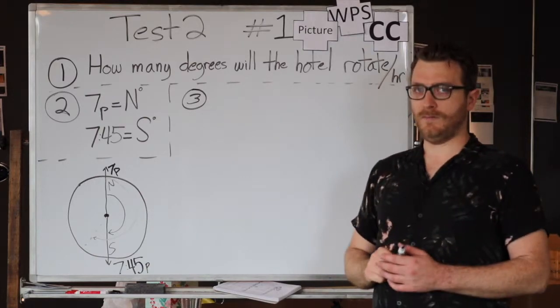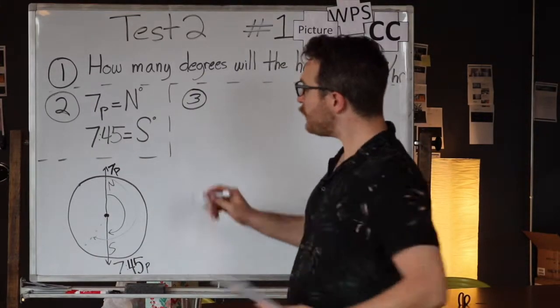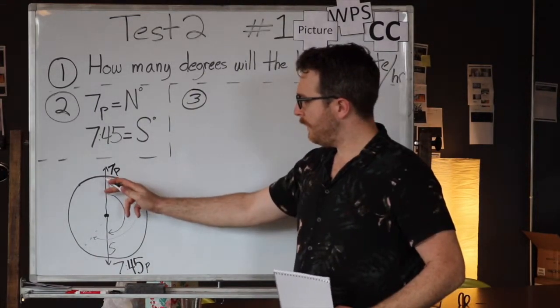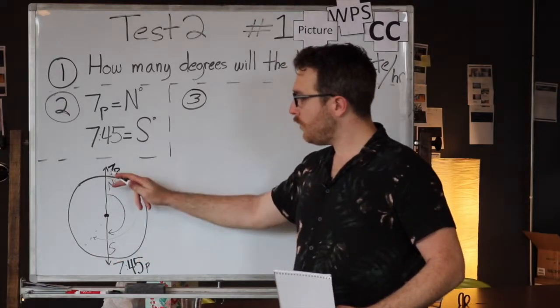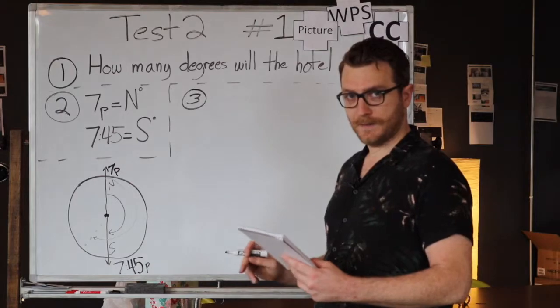So what I'm going to do is use proportions. Now check this out. This is what I already know. The first angle they give us is a full half rotation for 45 minutes. So I'm going to set this up.